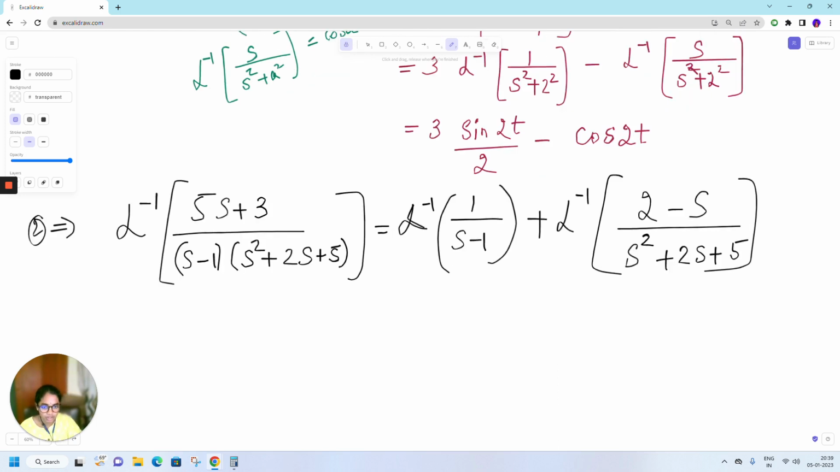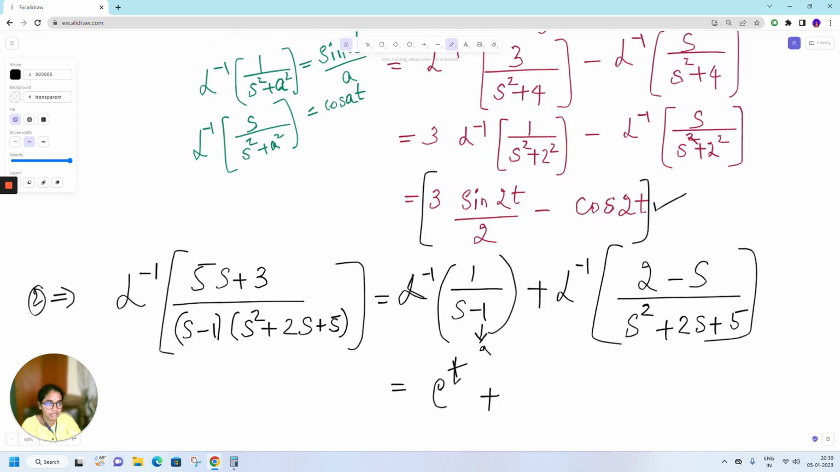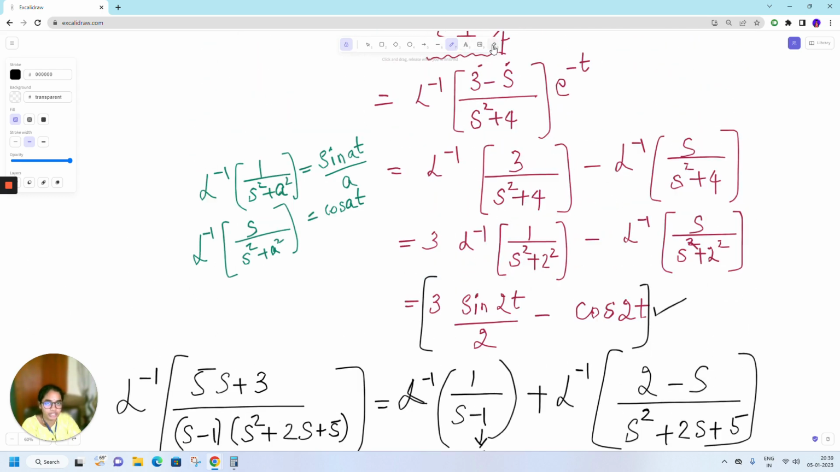Now, what is Laplace inverse of 1 divided by s minus 1? As I told you, it is e power a t, that is e power 1 into t. In place of a, I have here 1. So 1 into t would be e power t itself. And Laplace inverse of 2 minus s divided by s square plus 2s plus 5, we just found it using the shifting property, right? So we have missed one e power term here. That is e power minus t would come for each term.